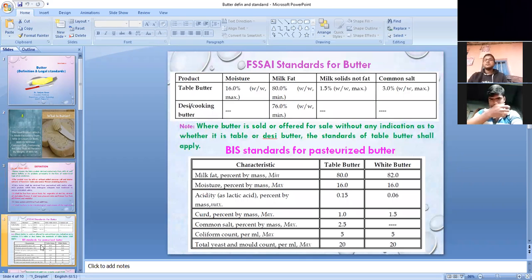Similarly, we can ask what is the difference between butter and desi butter. Table butter means butter, which is a Western dairy product. Desi or cooking butter means an Indian fat-rich dairy product. Another difference is that table butter contains less moisture, whereas in desi butter the moisture content is almost 60% or more.